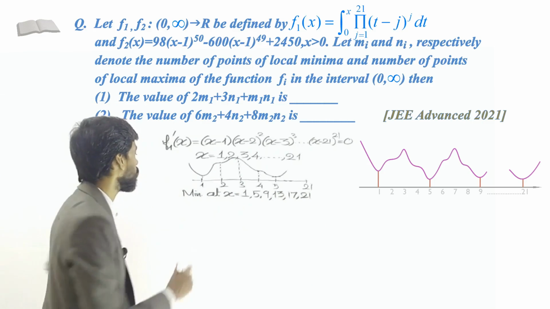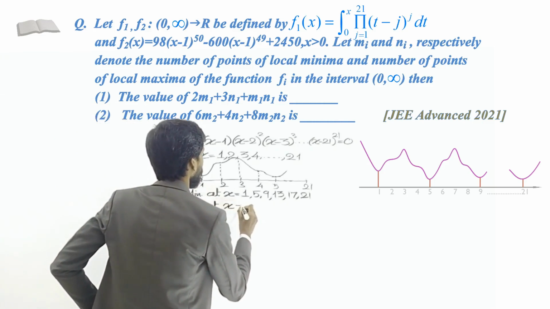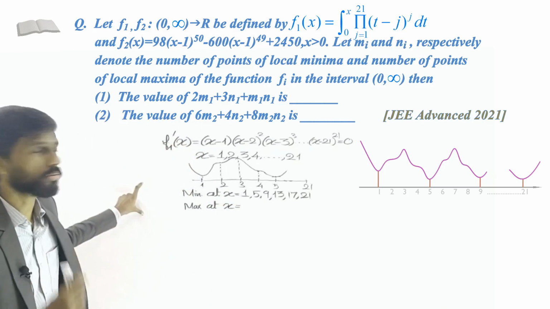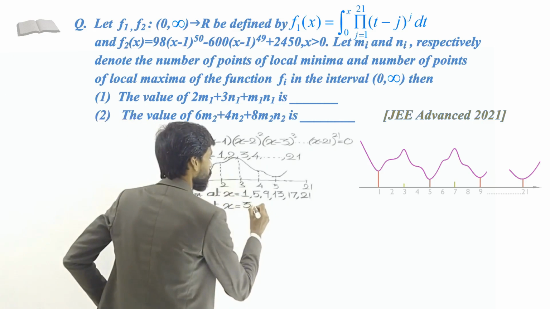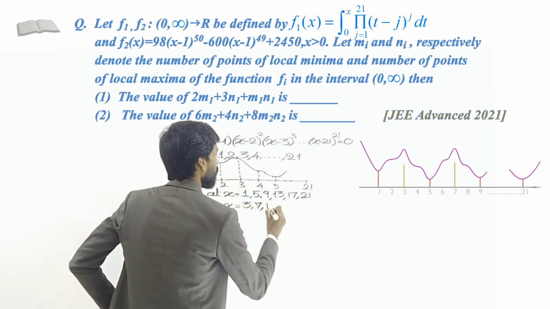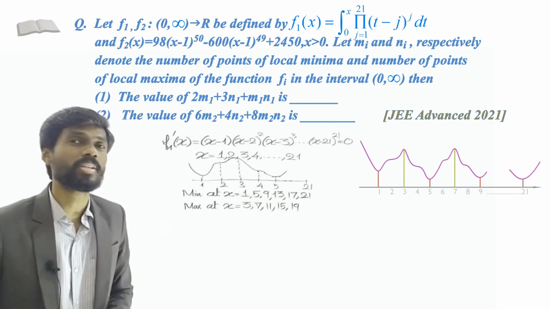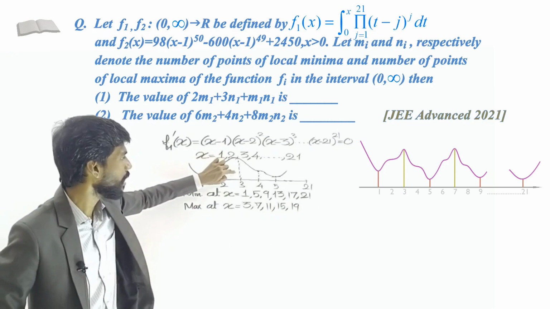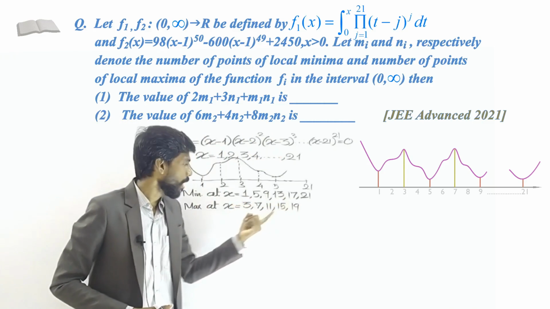Okay, so done. Now similarly, maximum at the remaining points. Okay, the only odd values, right? 1, 5, 9. So these values are gone. So remaining 3. 3 plus 4, 7, 11, 15, 19. So these are the points at which the function attains maximum value, right? These points, 3 and then 7, etc. So at how many points is the function minimum? 6 points, and maximum 4 points.